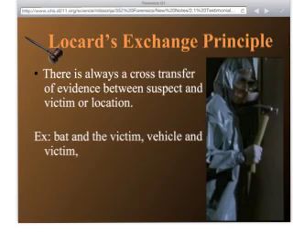Now, one of the things that's stated in Locard's principle is that we can't always detect that transfer. We may not have the technology, it may deteriorate in time before you're able to get there and collect a specimen or evidence, but there is always going to be some sort of physical transfer when two objects come in contact. So do remember this guy, Edmond Locard, and his exchange principle.